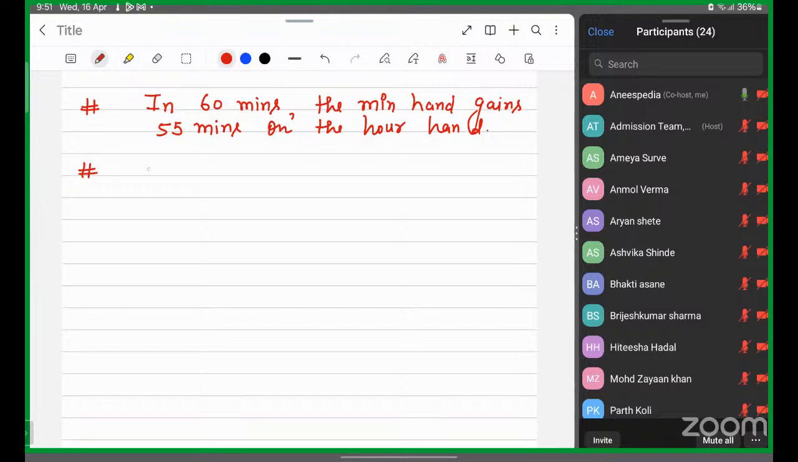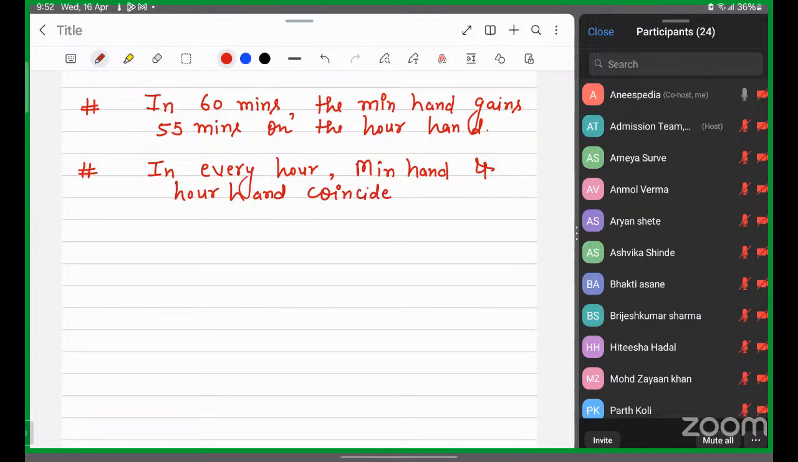Next one is, in every hour, the minute hand and the hour hand coincide once.